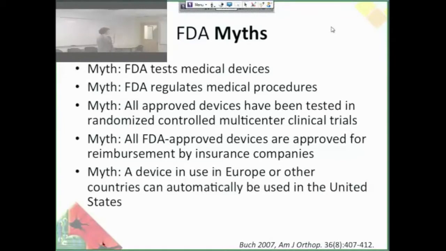I sort of just mentioned this, but another myth is that a device that's used in Europe or another country will automatically be approved for use in the United States, and that's definitely not true.